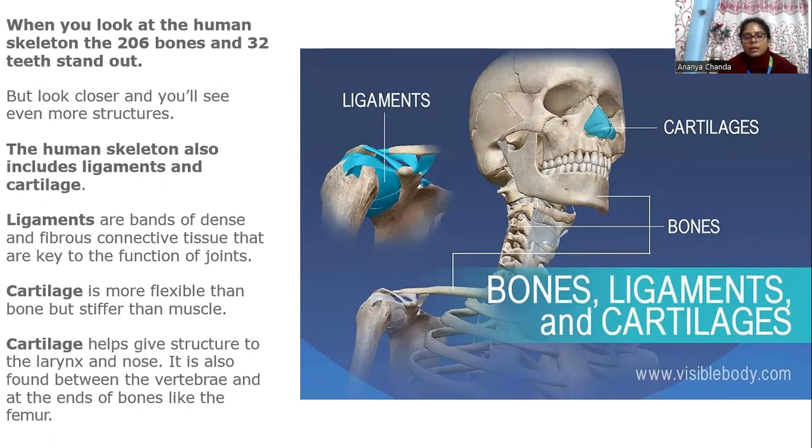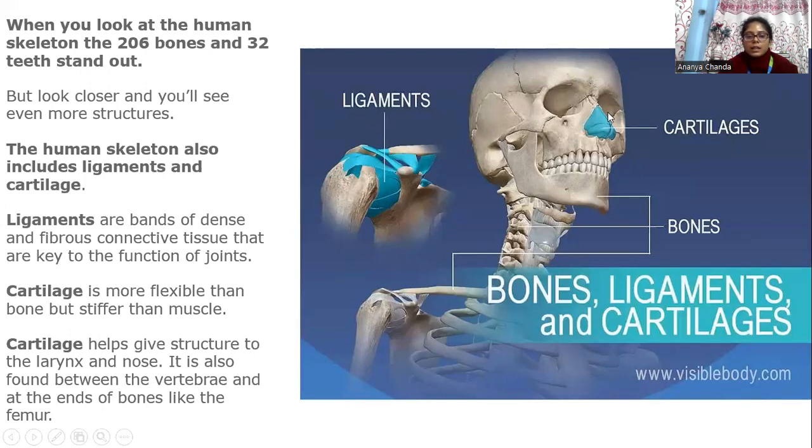So, what are ligaments and cartilage? Here in the skeletal system we can see the ligaments, here is the cartilage, and these are the bones. So the skeletal system has bones, cartilages, and ligaments. Ligaments are band-like structures of fibrous connective tissue whose key function is at the joints. Ligaments help in the movement of the joints with respect to the bones.